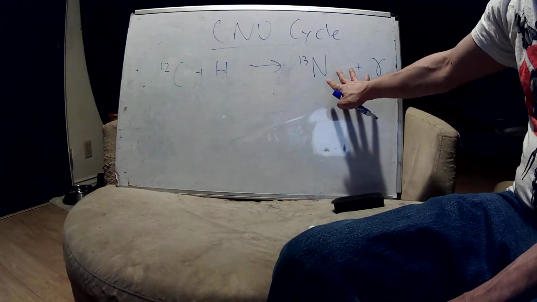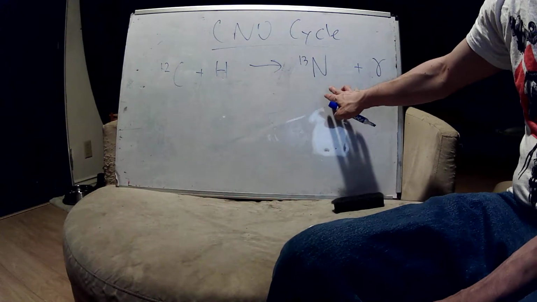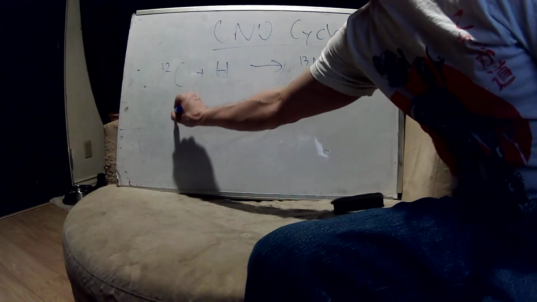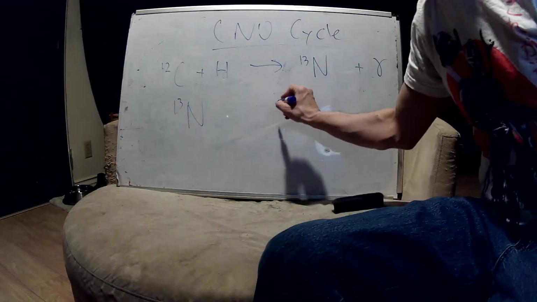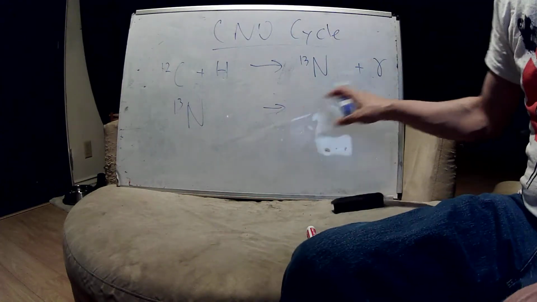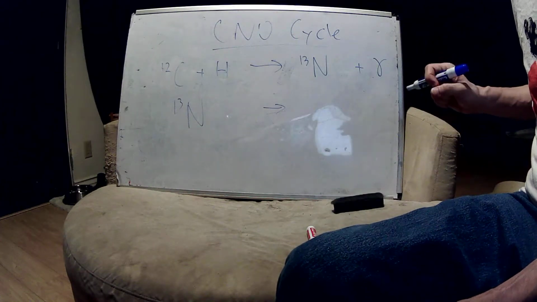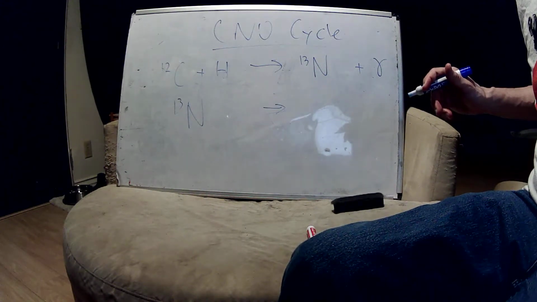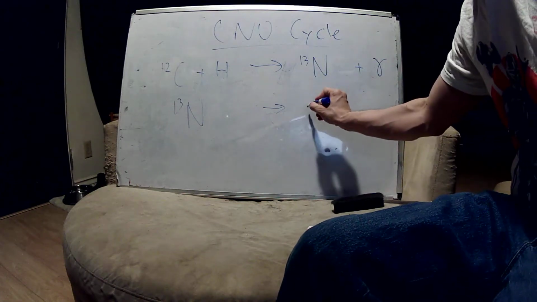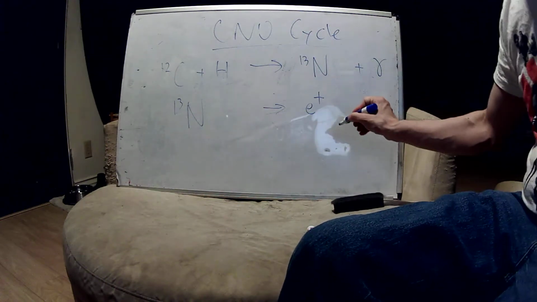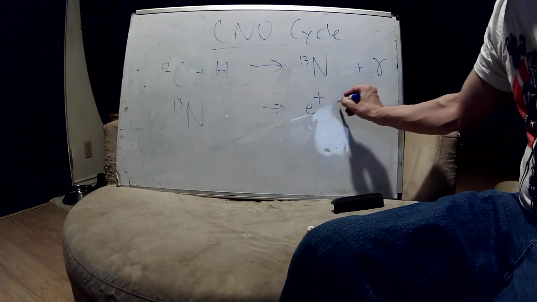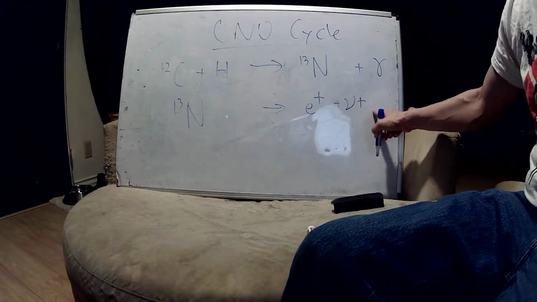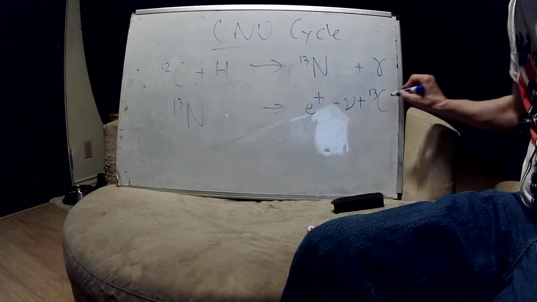Now nitrogen-13 is not stable, right? And so instead of sticking around for very long, we're going to have a new reaction now. We're going to take our nitrogen-13 and we're going to end up with a beta decay event where we're going to end up with a funny particle. We call this a positron, right? And we're also going to get a neutrino because of lepton conservation. And we're also going to end up with a carbon-13 atom.